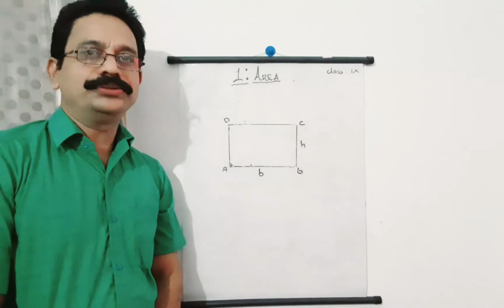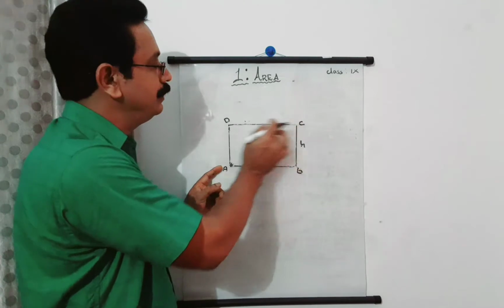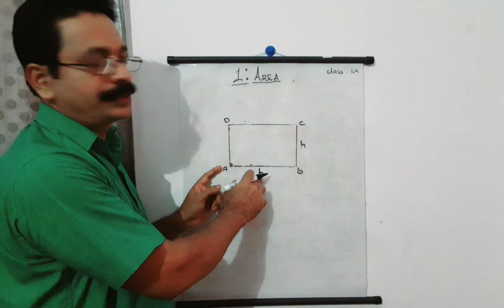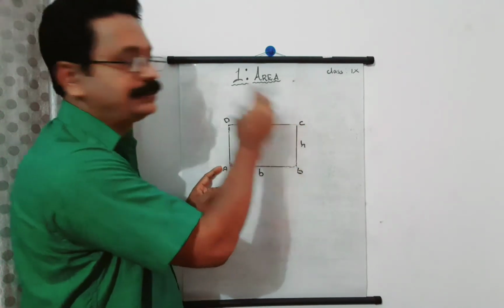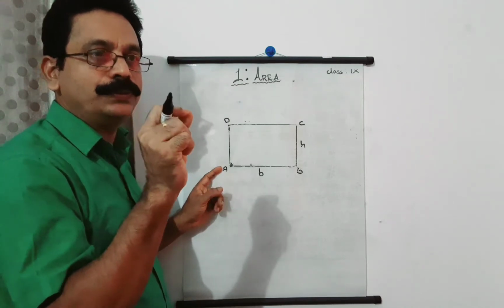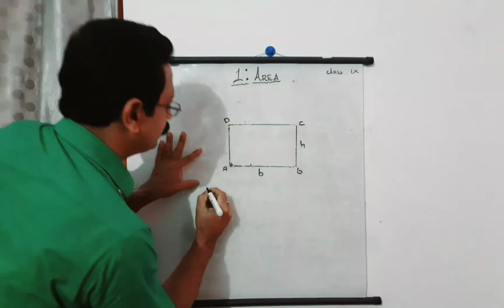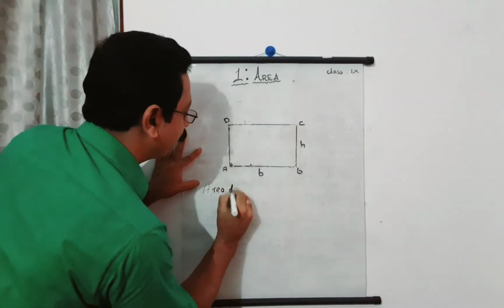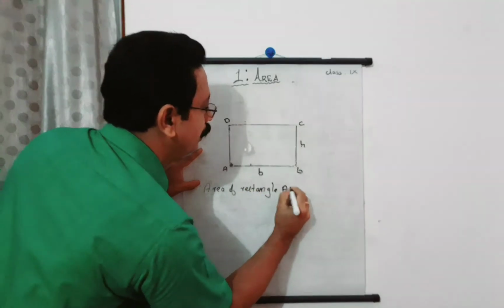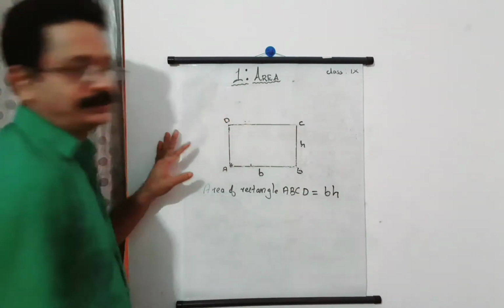Now listen to the board. You can see a rectangle ABCD. Here length of the rectangle is b. Breadth of the rectangle is h. Then what will be the area of this rectangle? You know, area of a rectangle is length into breadth. That is, area of rectangle ABCD is equal to b into h.